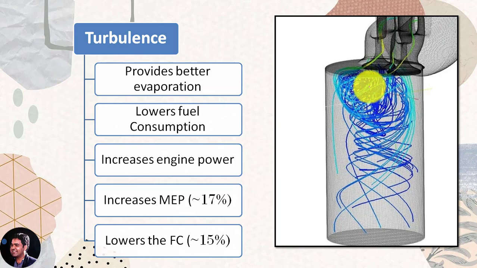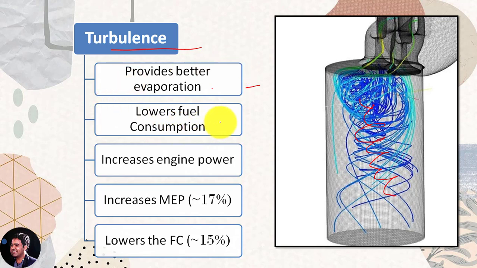Turbulence, as I said, you can consider the swirl produced inside the cylinder while air is getting mixed with the fuel. Better turbulence will provide a number of benefits which are listed over here. So it provides better evaporation. As I said, better turbulence provides better dispersion, and if the air and fuel particles are mixed in a better manner, then the heat transfer rate between these two particles will be quite faster, and this is the reason why we are getting better evaporation.